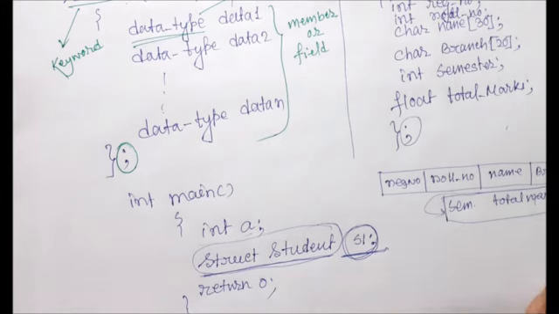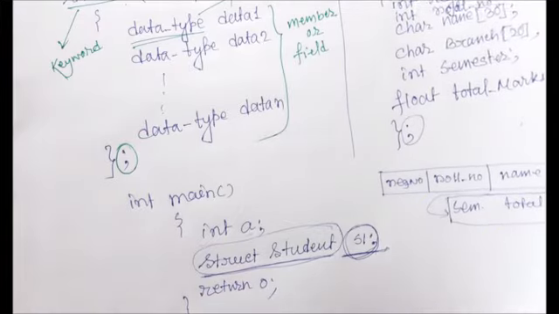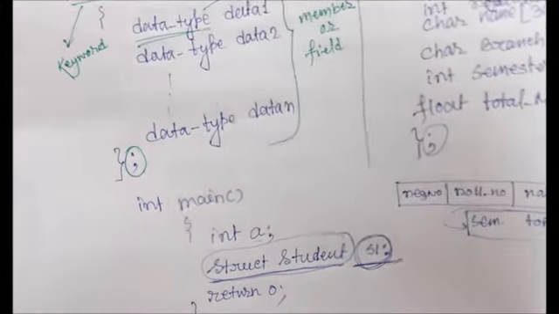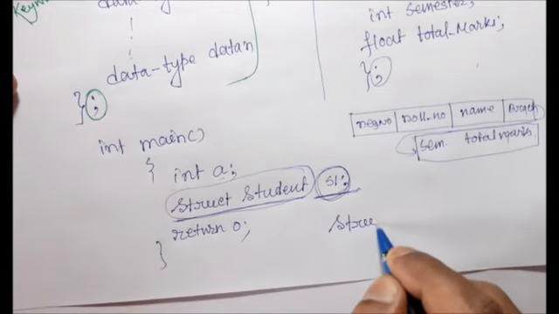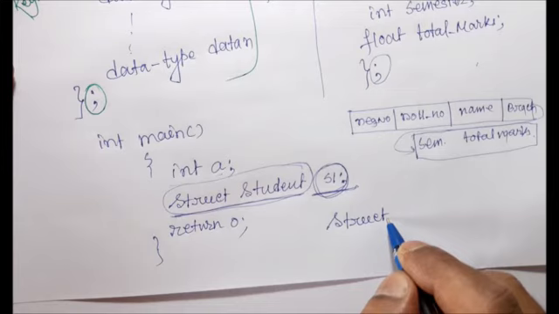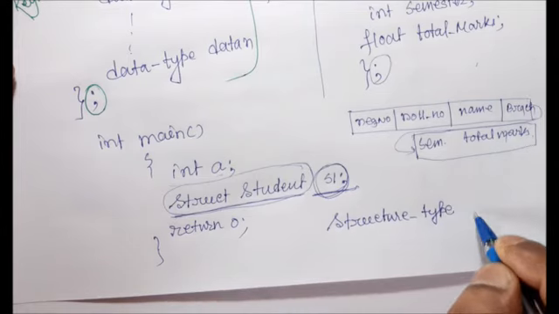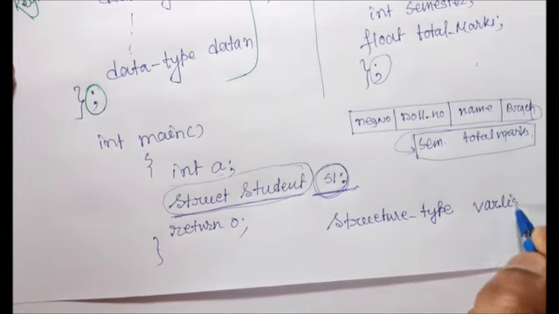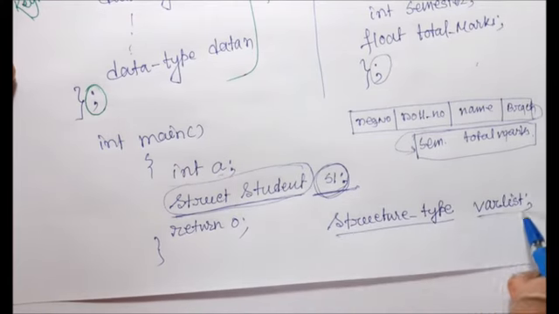The next point is how to declare our structure variable in different ways. The syntax for structure variable declaration is: struct, then the structure type, then the variable list. This is the array type of a structure, then the number of variables.